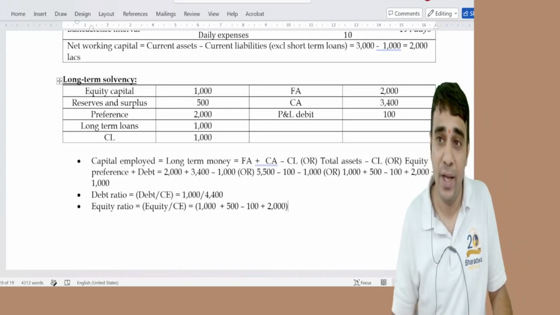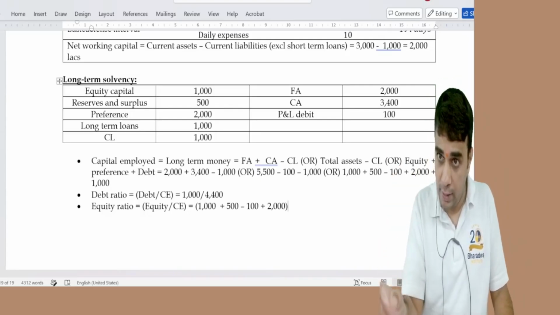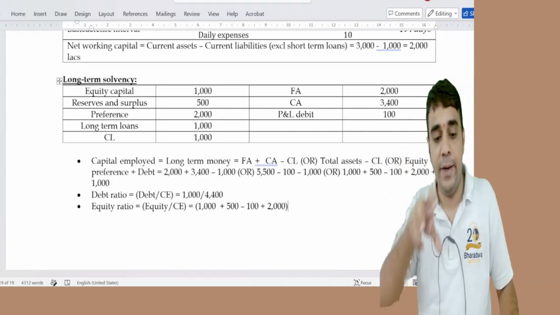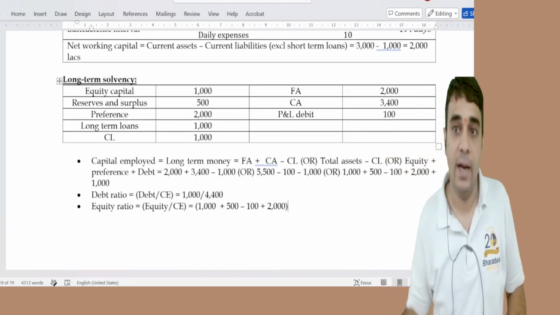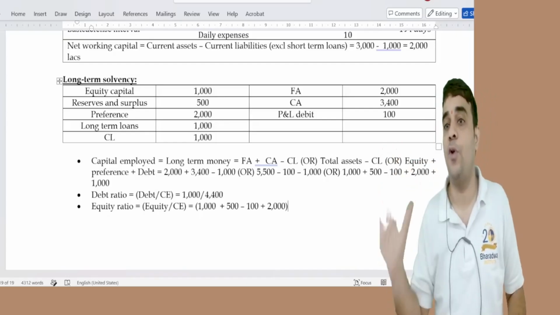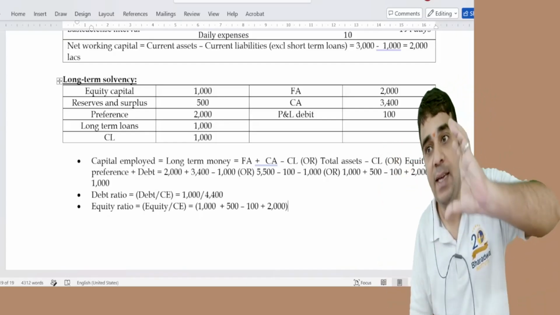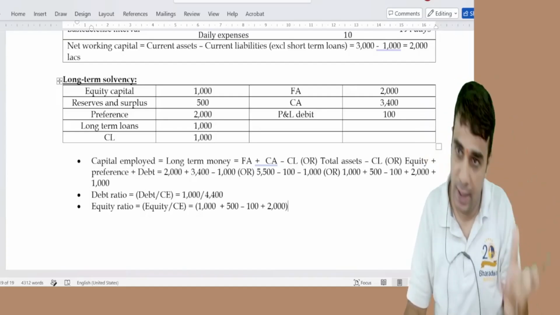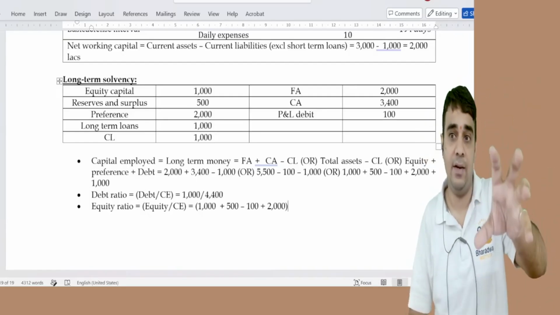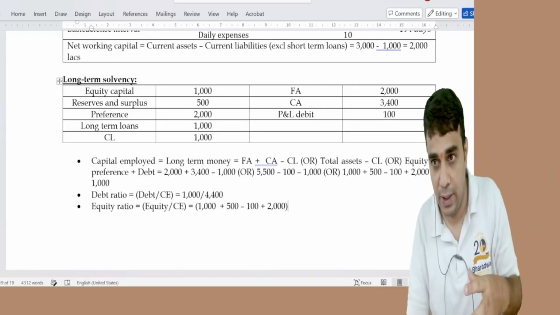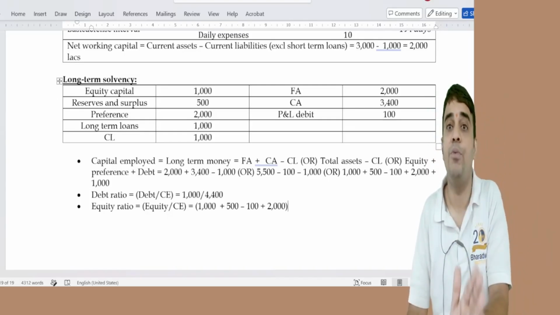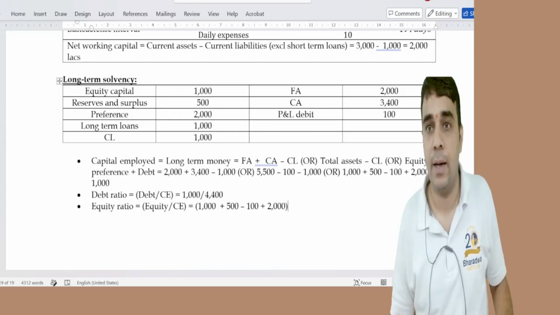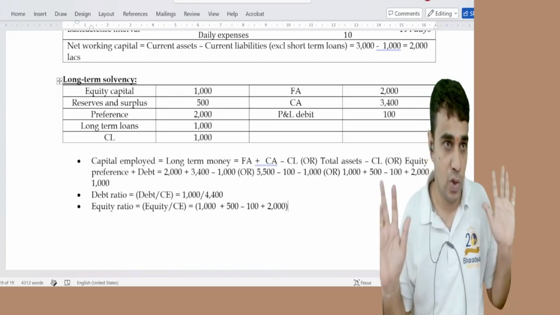What is debt ratio doing? Out of 4,400, debt is 2,000, equity is 2,400. Debt is 1,000, equity is 3,400. Debt is 400, equity is 4,000. If you have a very high equity ratio, you will have a very low debt ratio. If you have a very high debt ratio, you will have a very low equity ratio. A very high debt ratio can put a company under trouble. Any doubts on the first one?